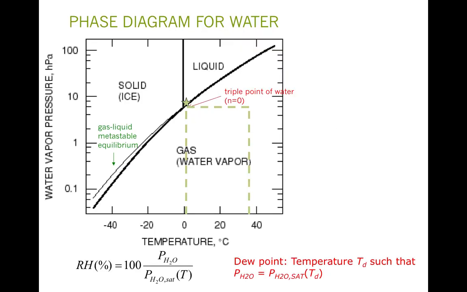So I'm showing here the phase diagram for water. The x-axis is temperature in degrees Celsius, and the y-axis is the water vapor pressure in hectopascals. I used to be a professor at Rutgers, and I taught atmospheric chemistry in the winter. And so this was a really great way to help students understand this concept.